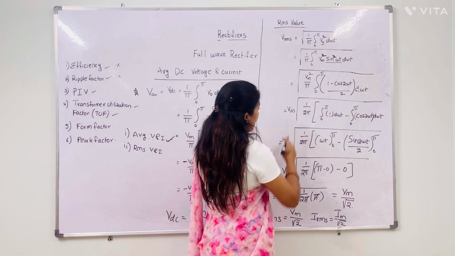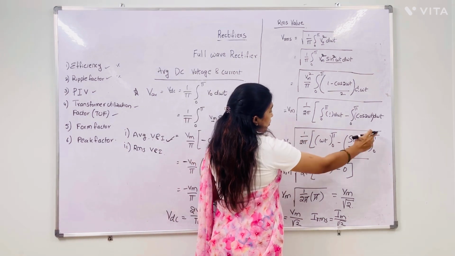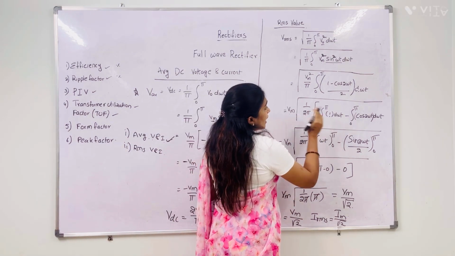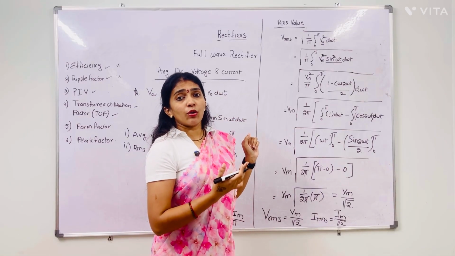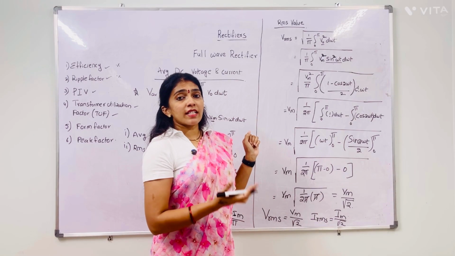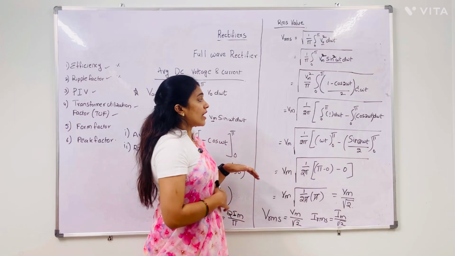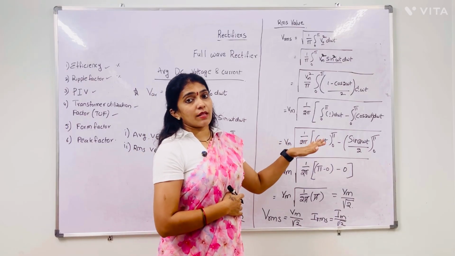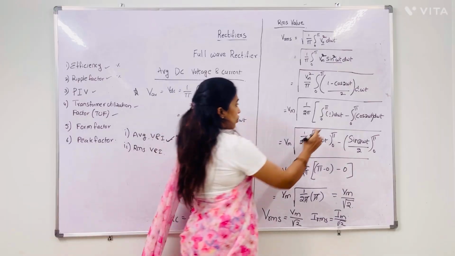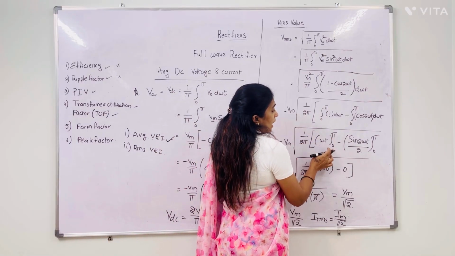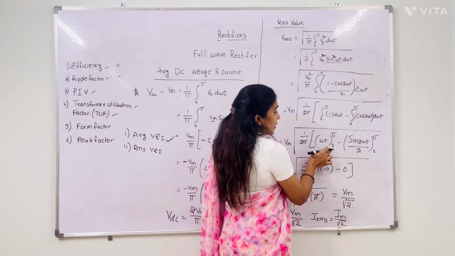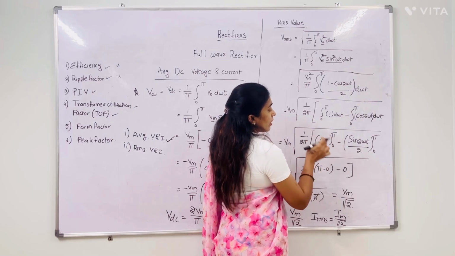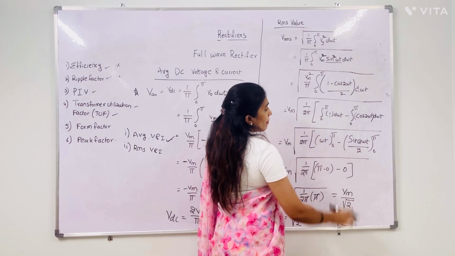In the next step, Vm as it is, square root 1 by 2 pi, integration of 1 with respect to x is x. Here we are taking integration with respect to omega t, so the integration of 1 is omega t, and after applying integration you need to apply limits also, from 0 to pi.